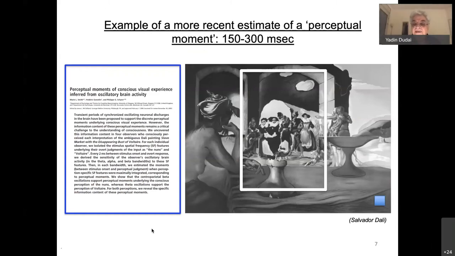And what they did was very basically they measured brain waves, electroencephalograms. You're probably familiar with the term EEG. And they presented the subjects with a famous painting by Salvador Dali.